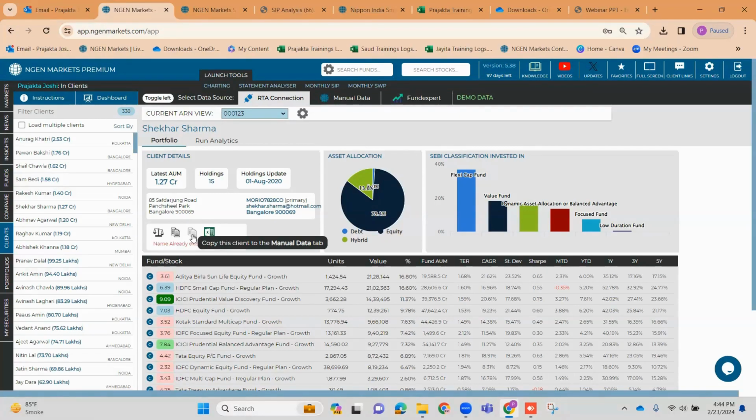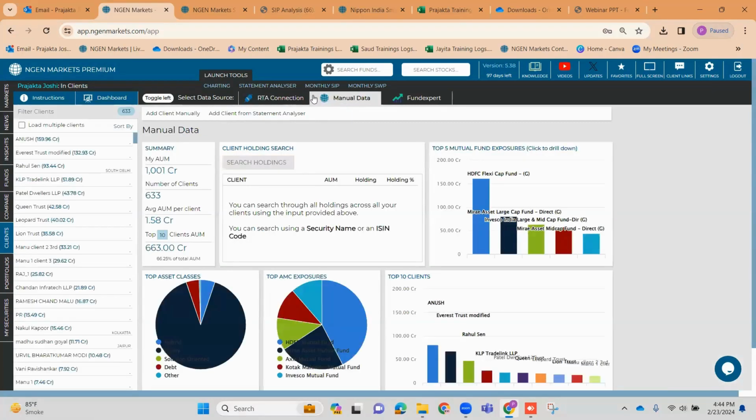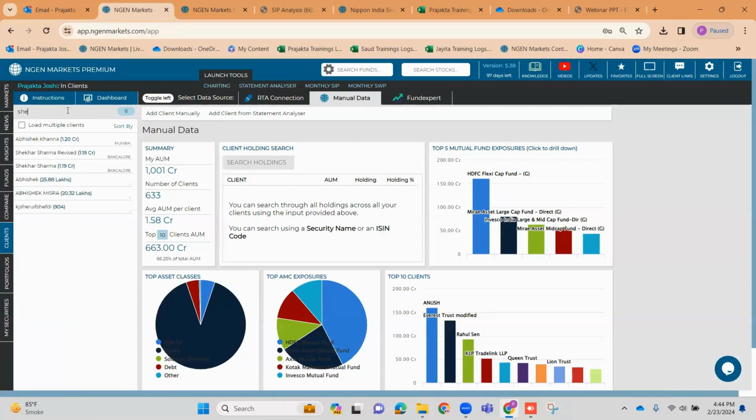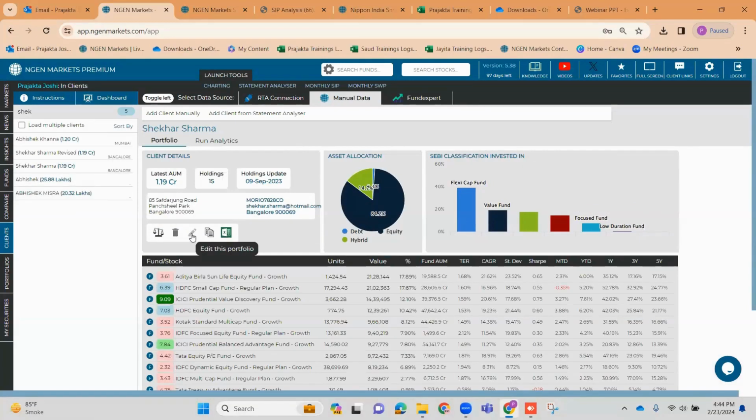The moment you click on this, the Shekhar Sharma portfolio will come in the manual data tab. Go to the manual data tab, which is right beside the RTA connection. Search for it. Shekhar Sharma, yeah, this is the one. Open this and you will see this edit portfolio. What you need to do is click on this edit.